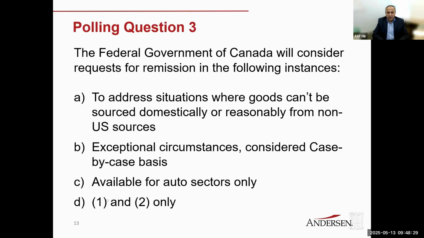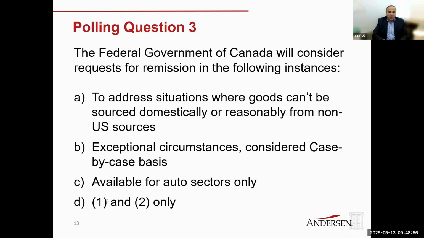Okay, the results are 1 and 2. So that's 75%. That is the correct answer. Auto sector relief came later, and as I was saying earlier in one of the slides, that relates to if you are making a car in Canada, and if you keep the production up in Canada, you are allowed to import cars from the US with a relief from tariffs. That was for the auto sectors.